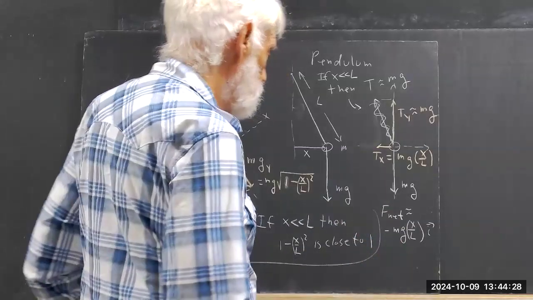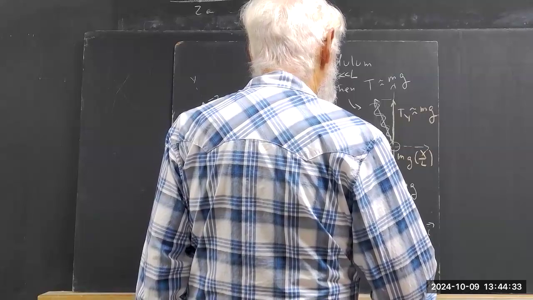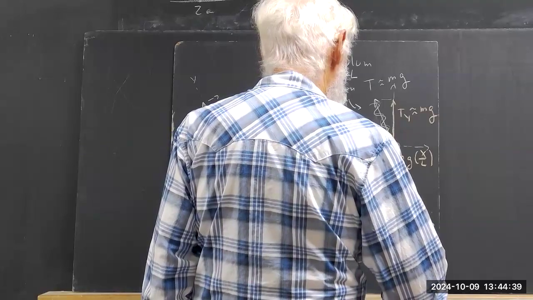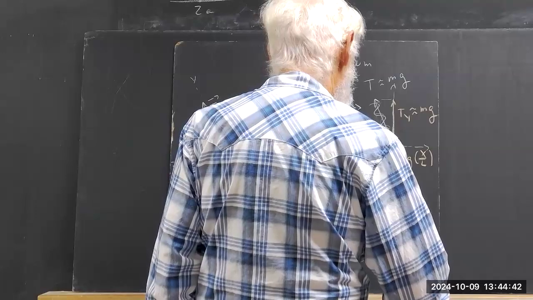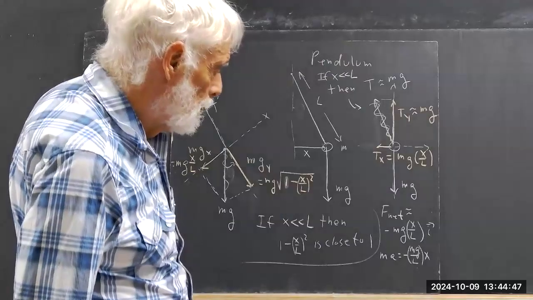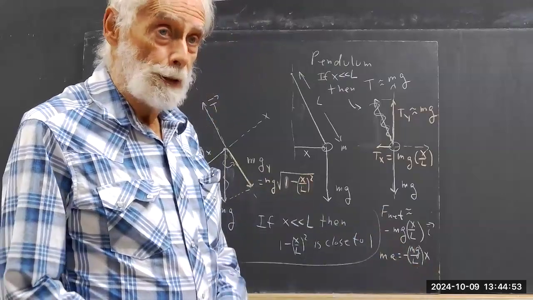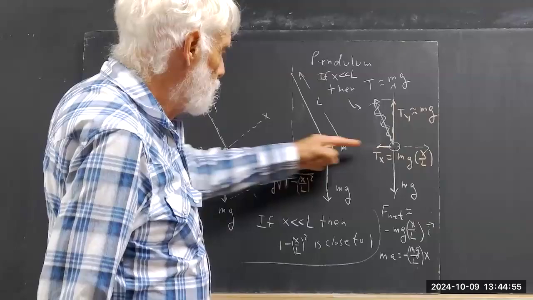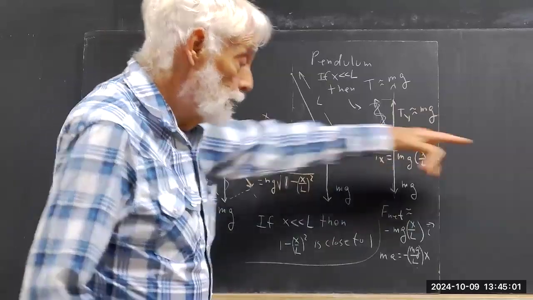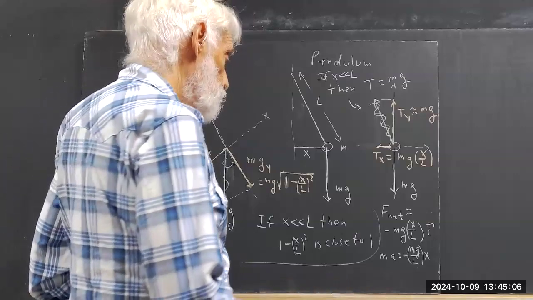F net is mass times acceleration. Now I'm going to do this and read that ma equals negative mg over L times x. Why negative? Because if x is positive, then the force is in the negative direction. If I'd have drawn this with x negative, the force would have been in the positive direction, right? It's a restoring force.